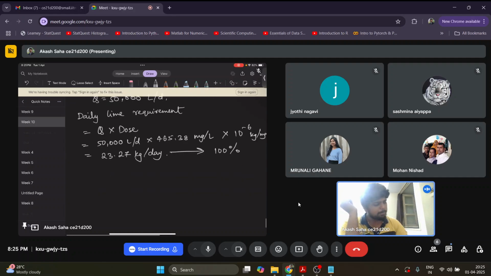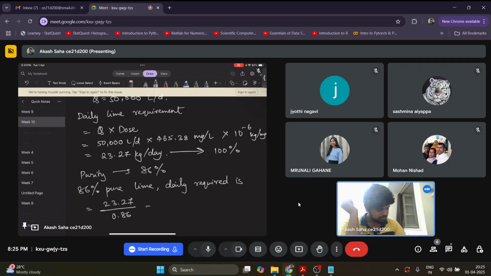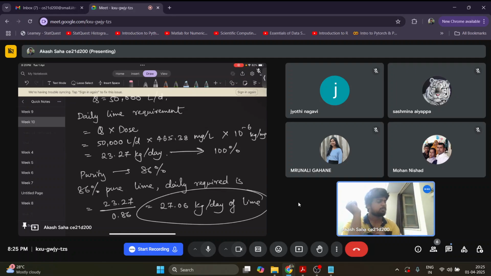But I said the purity is around 86%. So for 86% pure lime, the daily requirement is equal to 23.27 divided by 0.86. I will get 27.26 kg. So that's how you have to do it.